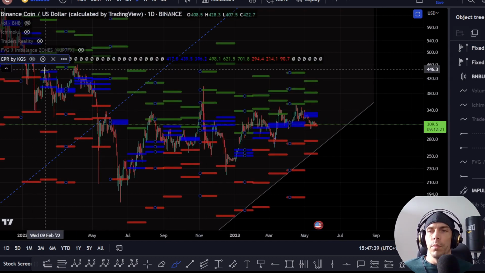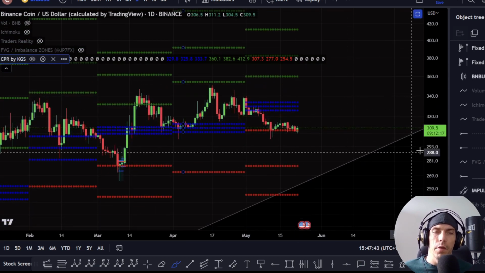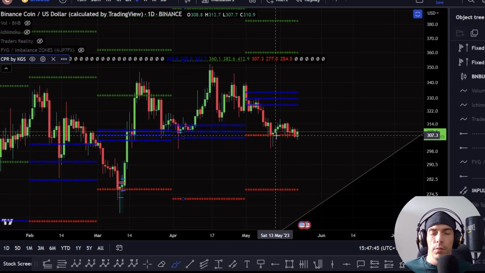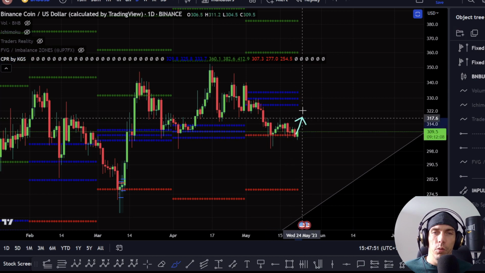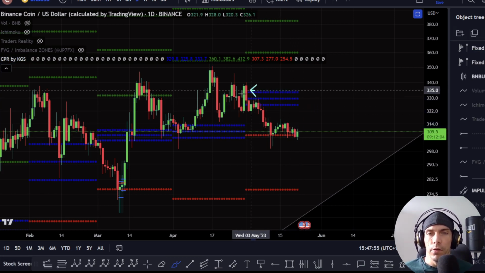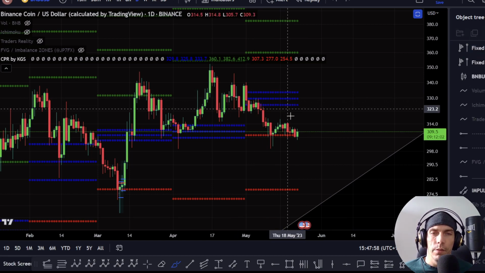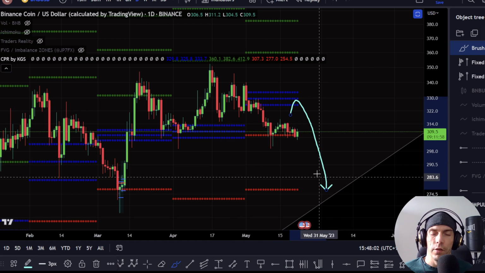So another thing I want to talk about here is the CPR. Now if we look at this, this is obviously the monthly CPR here. We can see that we are sitting currently on that R1 line. Now, if we do actually get a move to the upside, I will be cautious of the fact that if we do move back into these central lines here, what we could actually find is this could offer us resistance, and we could actually see a continuation and a sell-off.